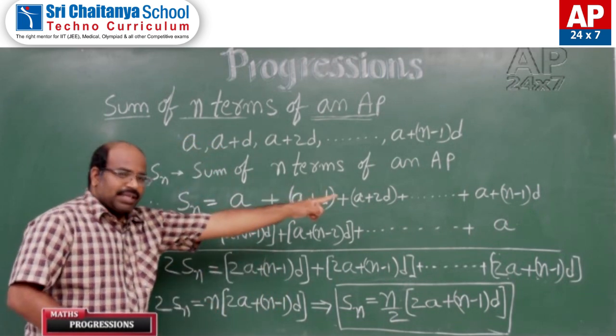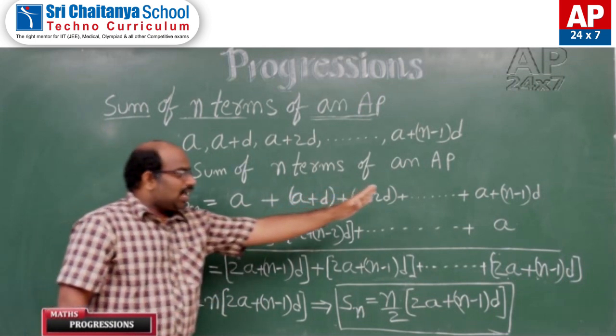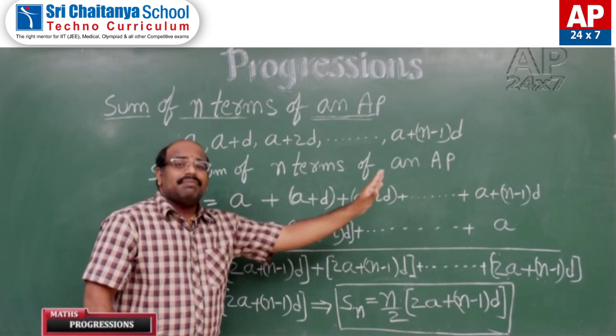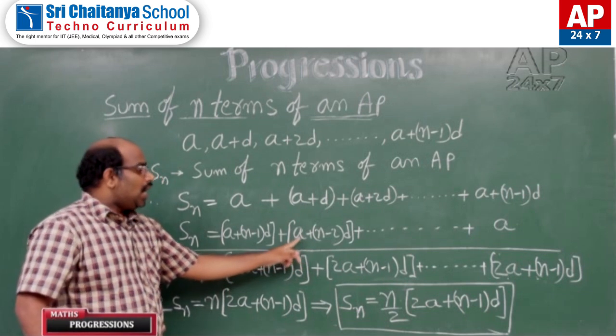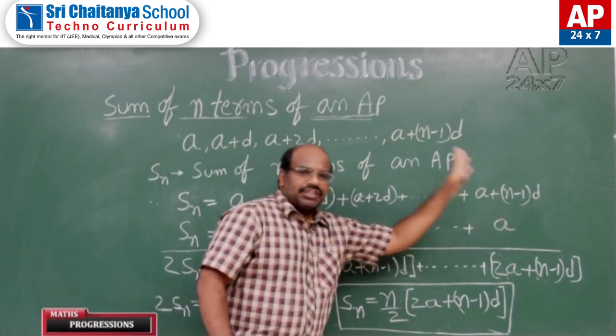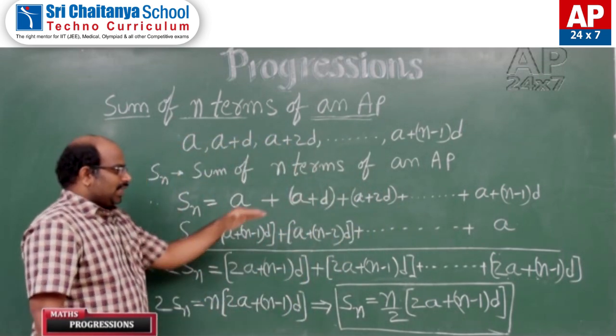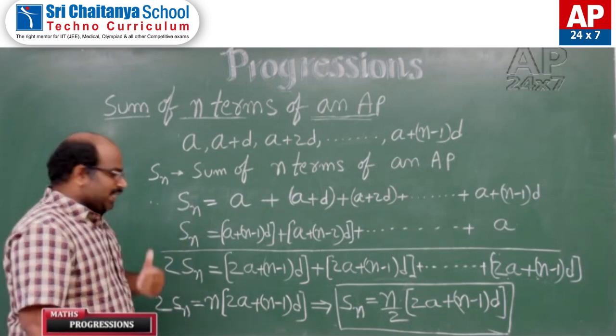That means a plus n minus 1 into d is the last term, and what is the last but one number? A plus n minus 2 into d. That number we have to write as the second number, and so on. Here the first number is a, that number we are supposed to write at the last. Again, here there are two equations. You add these two equations as in the previous example.